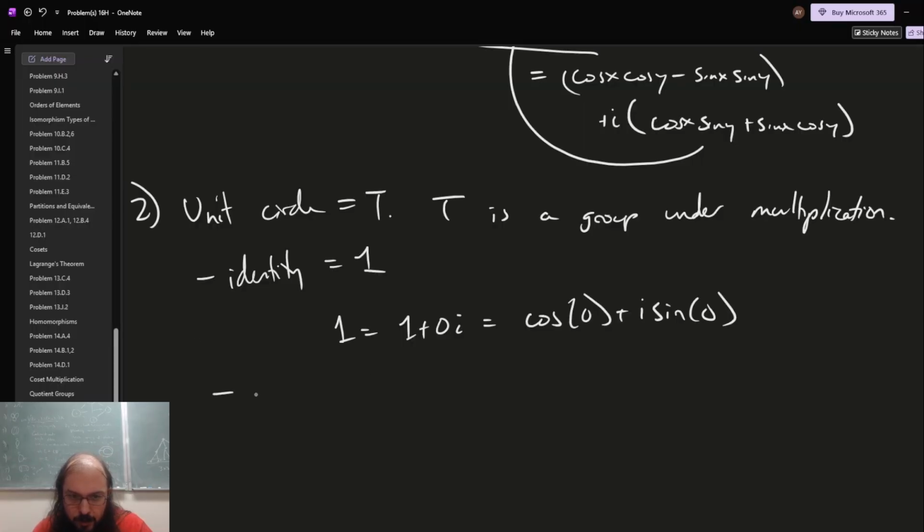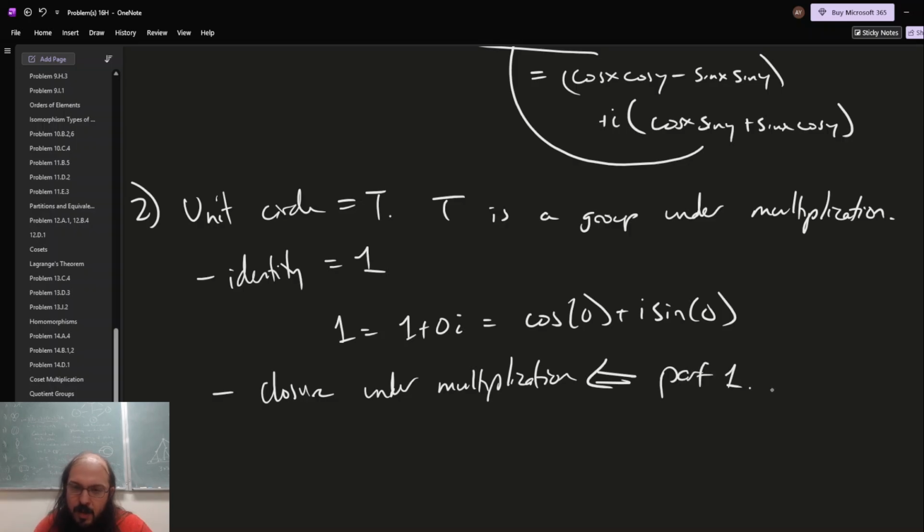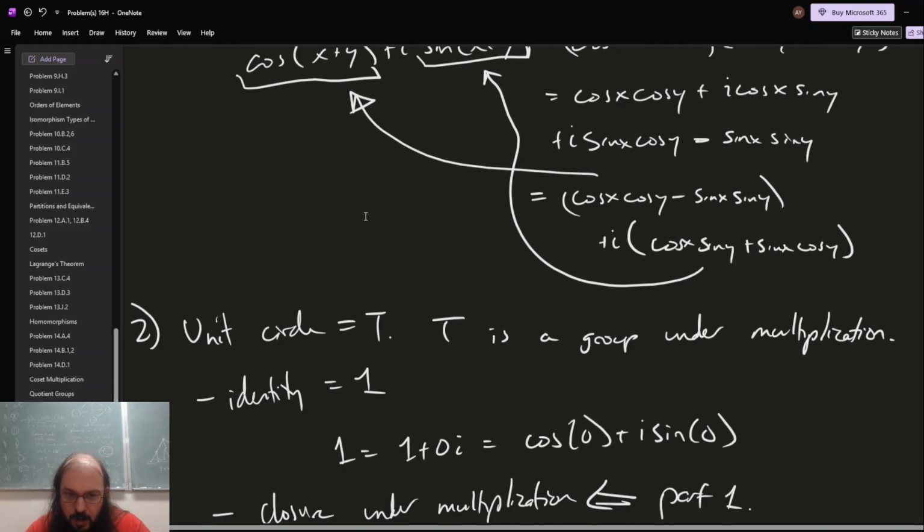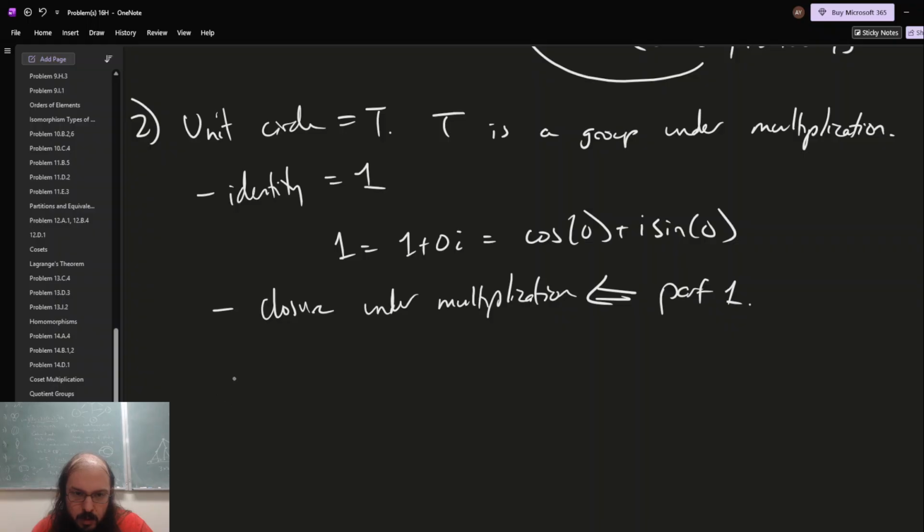Part 1 handles the closure under multiplication. Right, we just checked that if I multiply two things of this form, I also get something of this form. Lastly, we need the inverses. And you could do this in two different ways. One of them is if you know a lot about complex numbers, it's pretty easy to convince you. If you know complex numbers, this is obvious.